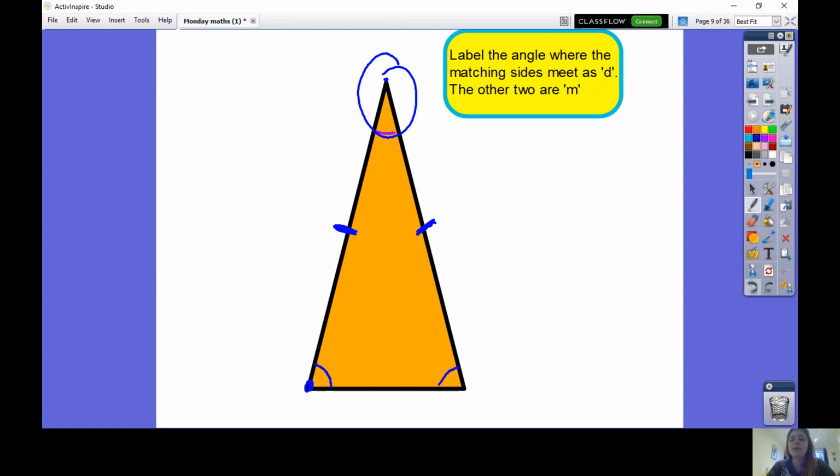Now I know this angle here is the one that's different to the other ones. So today we're going to label it as D for different. And these ones down here are matching, so I'm going to label them with an M. I know then that the two sides which are equal join together at an angle which is different to the other two. That angle will be D for the rest of the day, and then the two matching angles are going to be labelled as M.